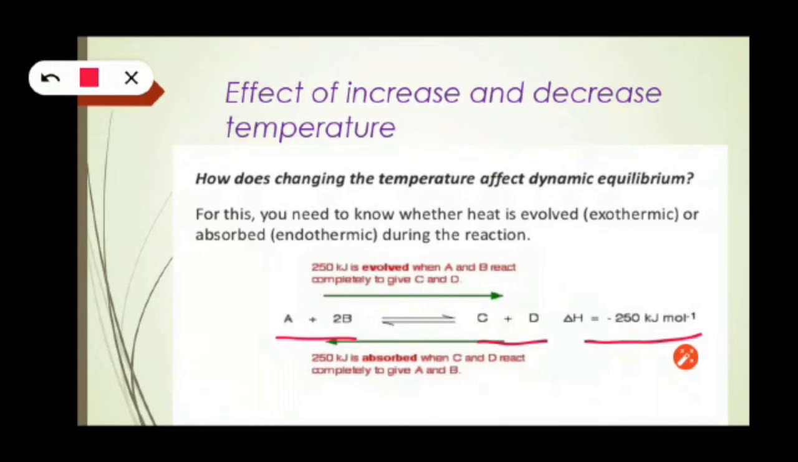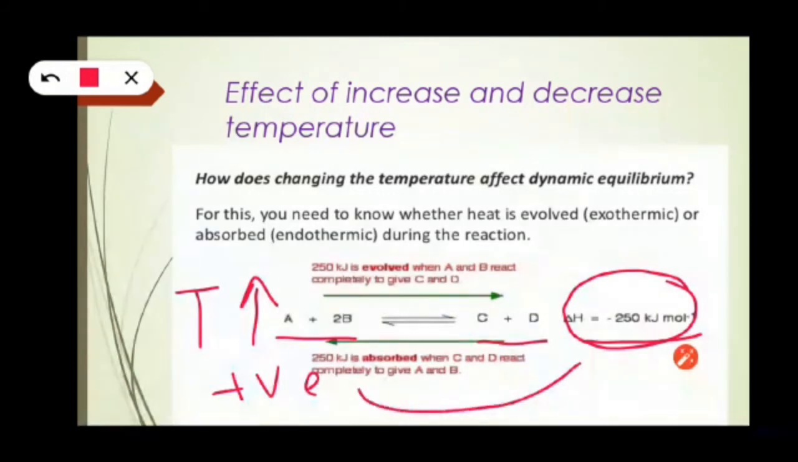As the reaction is exothermic, according to Le Chatelier's principle, if we increase the temperature of this particular system, the reaction will move in the endothermic direction. As this reaction is exothermic in the forward direction, this reaction is endothermic in the reverse direction. So by increasing the temperature, the reaction will move in the reverse direction.